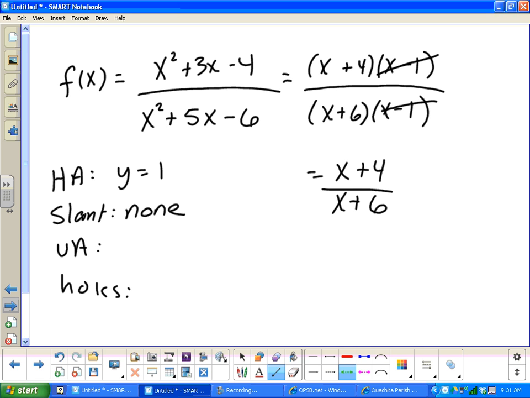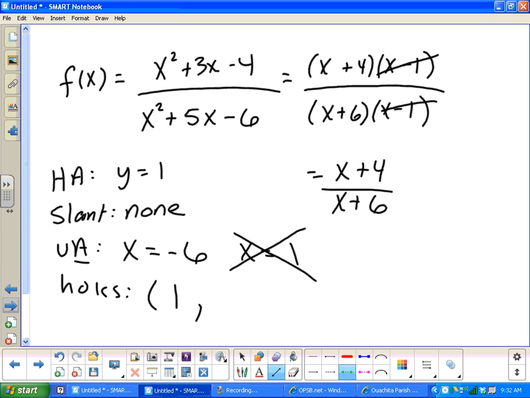Okay, so let's talk about the vertical asymptotes. The vertical asymptote is where it's undefined, except for when it cancels out. So we're undefined at -6, so we'll have a vertical asymptote at x equals -6. Now, at x equals 1, it cancels out, right? So instead of a vertical asymptote, it would be a hole. So it's going to be 1 comma something.